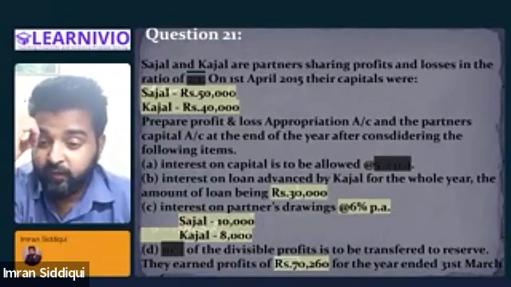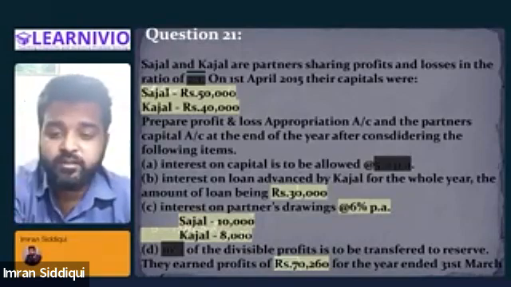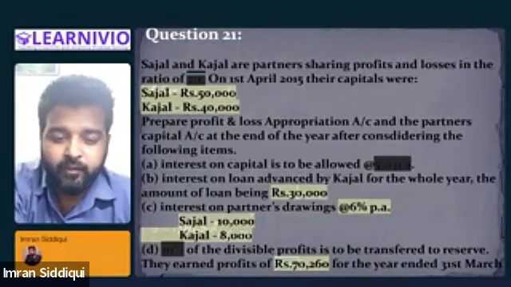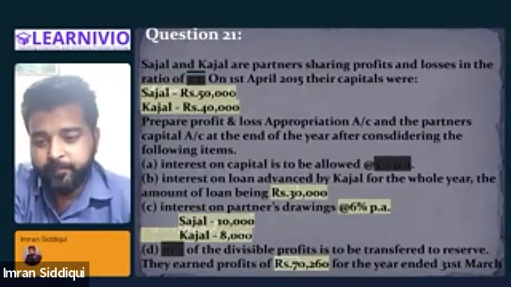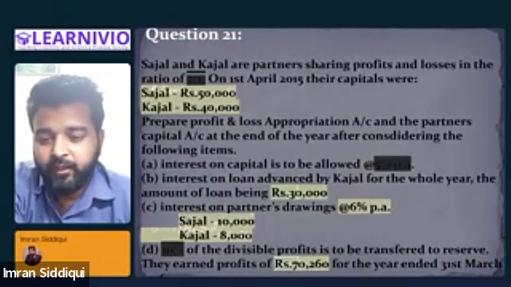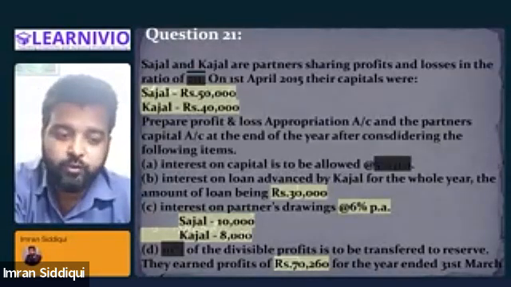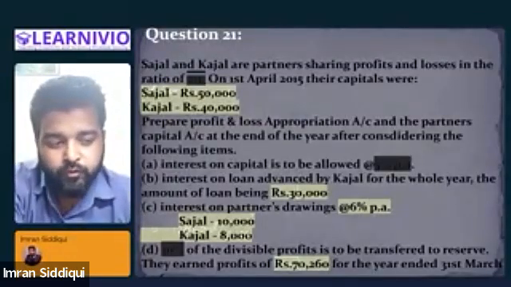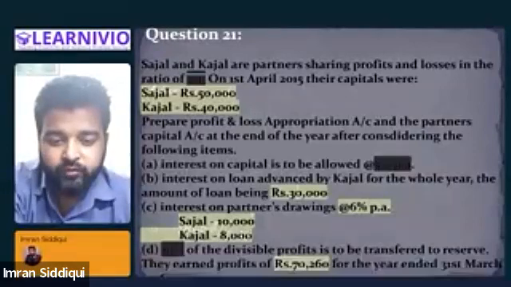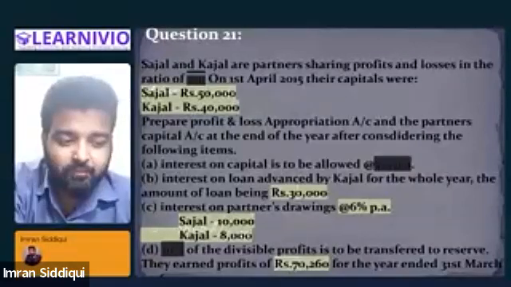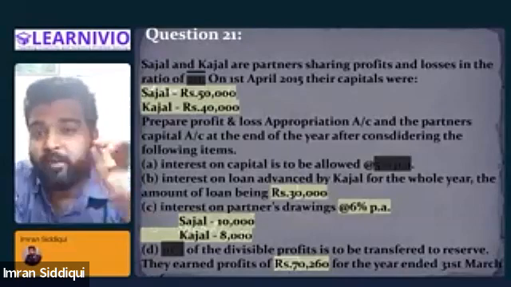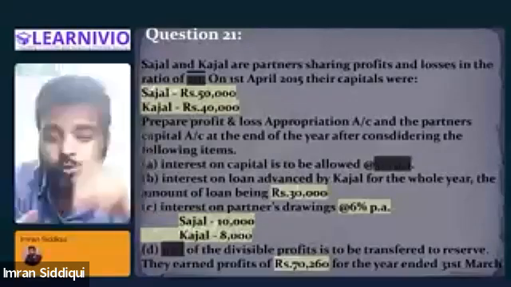So there are 4 adjustments given in the question. First adjustment says interest on capital is to be allowed at 5% per annum. Then the second adjustment says interest on loan advanced by Kajal for the whole year, the amount of loan being 30,000. So Kajal has given a loan of 30,000 to the firm. On that amount, Kajal will be entitled to claim interest on loan.